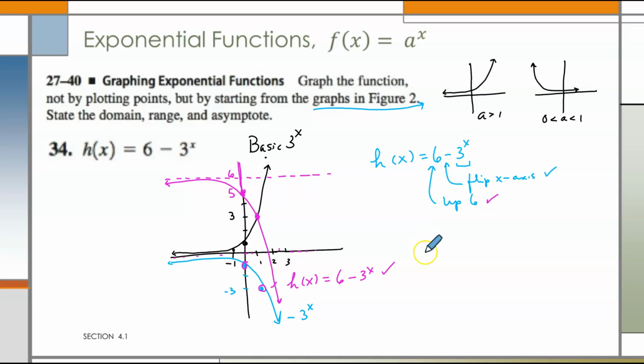State the domain. Domain is automatic, negative infinity to positive infinity. Range: what y values occurred after we flipped and moved our graph up 6 units? Here are our y values. Y values start at negative infinity and go up to, but don't touch or cross, 6. So negative infinity to 6 is what we get for y.